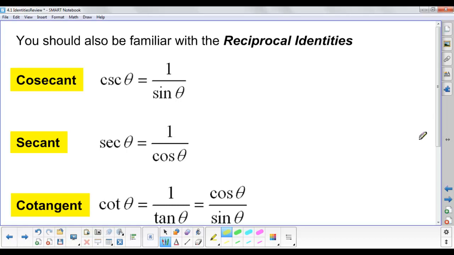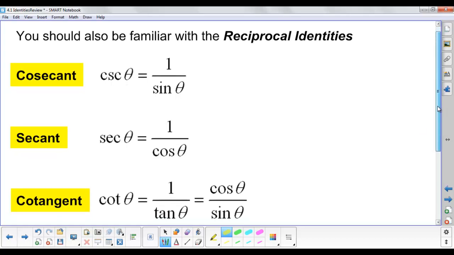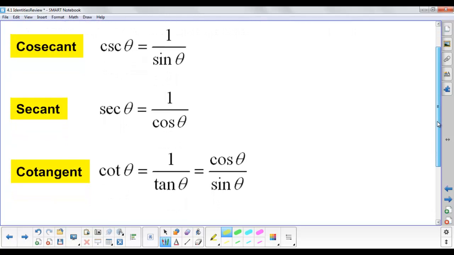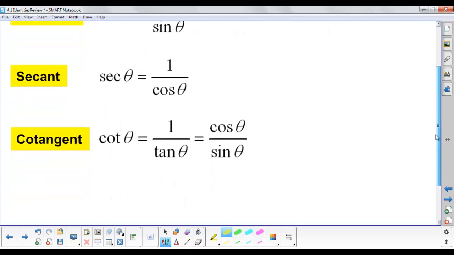We also talked about the reciprocal identities: cosecant theta is 1 over sine theta, secant theta is 1 over cos theta, and cotangent theta is 1 over tan theta. Similarly, if tan theta is sine over cos, then cotangent would be the reciprocal of that, so cos over sine.